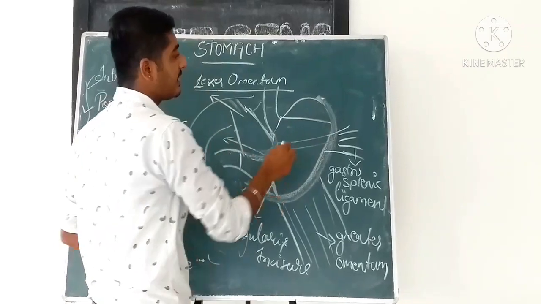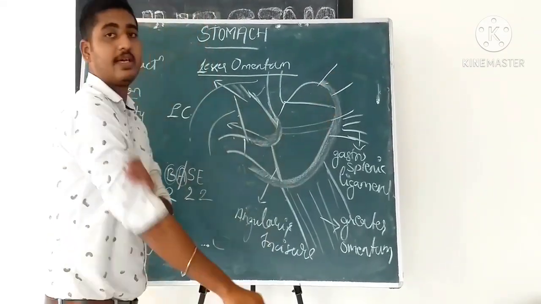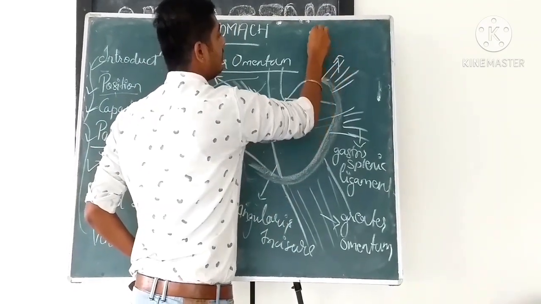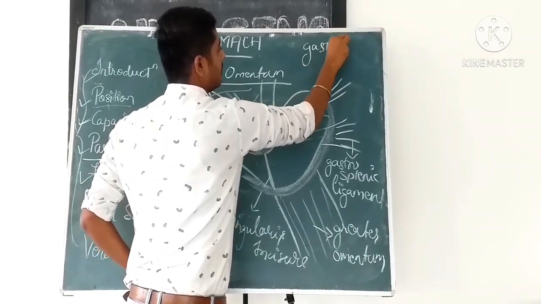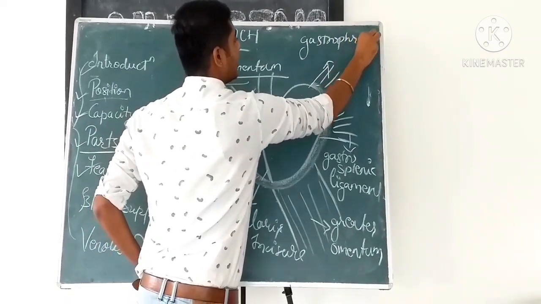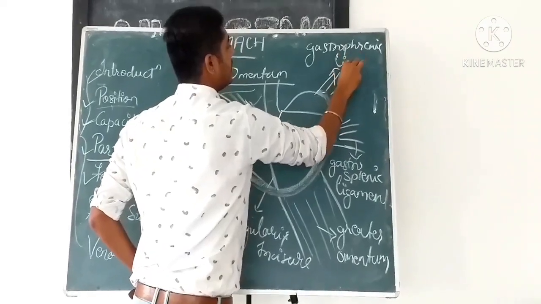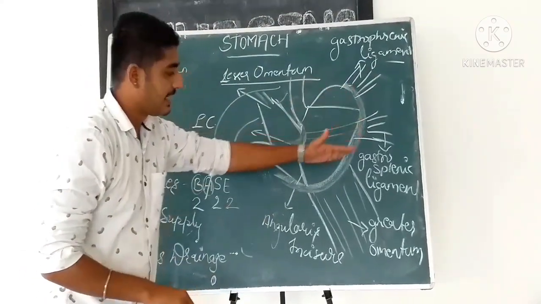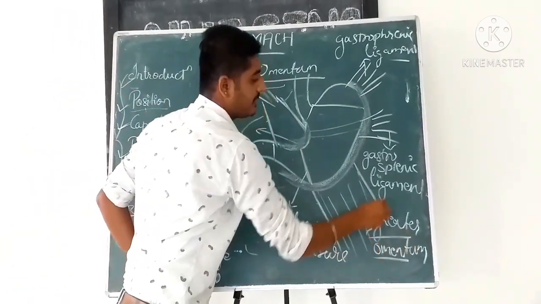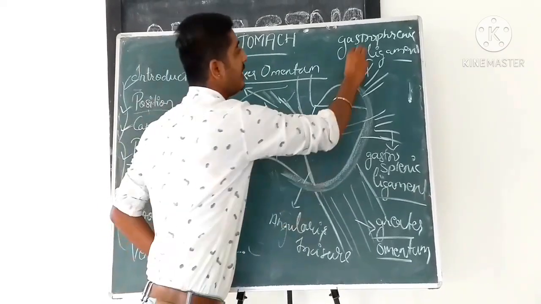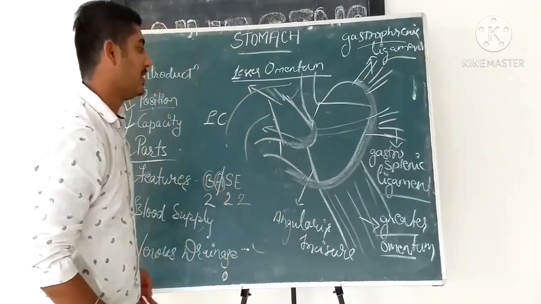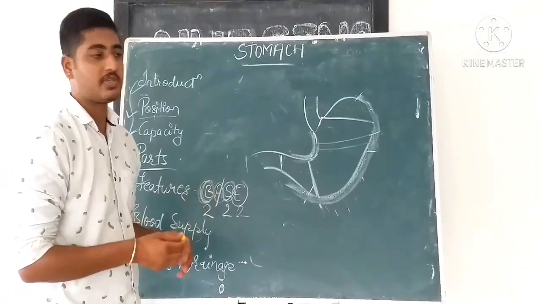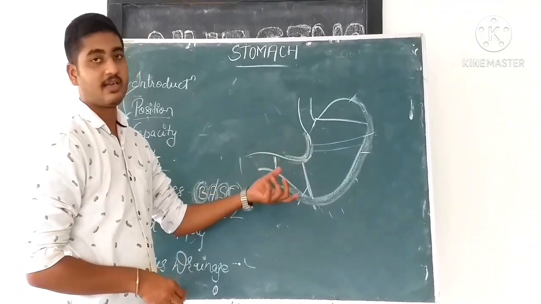And at the superior region it gives attachment to the gastrophrenic ligament. This one is the gastrophrenic ligament. So these are the 3 ligaments with which the greater curvature gives attachment: the greater omentum, the gastrosplenic ligament, and the gastrophrenic ligament. So this is all about the borders or the curvatures. Don't get confused. The borders and the curvatures of the stomach are the same.